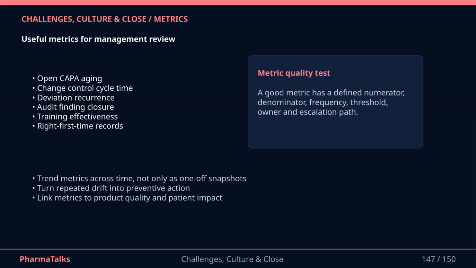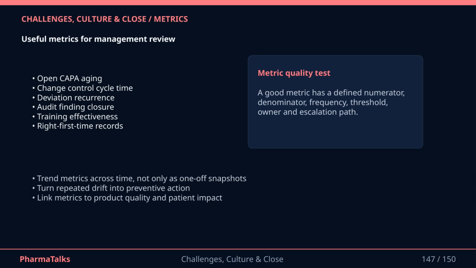For these metrics to be effective, they must pass a quality test. This means each metric needs a clear numerator and denominator to quantify performance accurately, a defined frequency for measurement, thresholds to signal acceptable performance, an assigned owner accountable for results, and an established escalation path for addressing deviations.